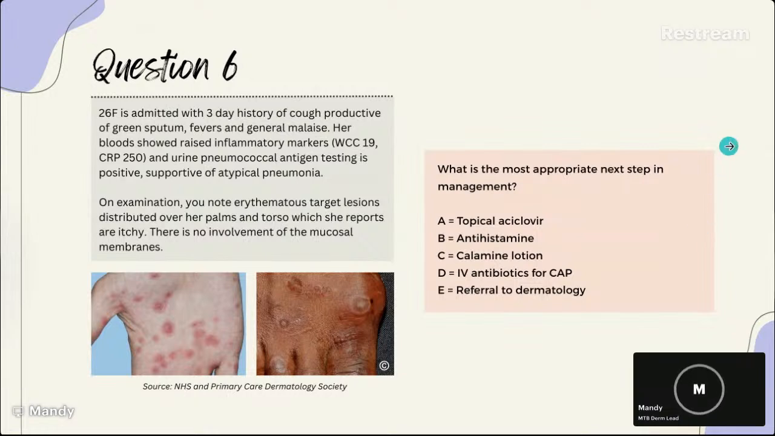The answer for this question would be D, IV antibiotics for the CAP. I'll move on to the next question soon. The next question will be slightly different, but the reason why the answer for this question is D, IV antibiotics for CAP, will become apparent slightly later. It's essentially dependent on what is actually causing this particular rash that we're seeing.